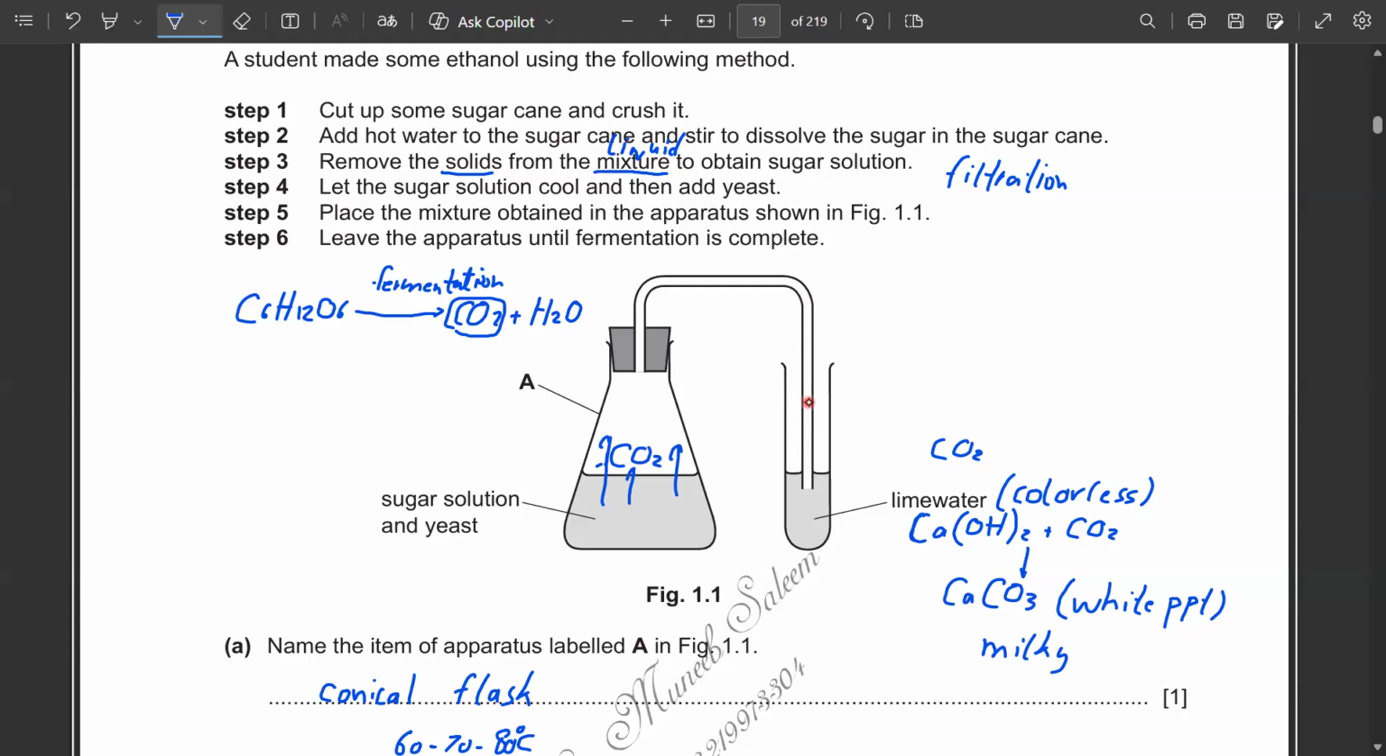So that is happening somewhere inside of this conical flask. The conical flask is producing the carbon dioxide. We can only tell that the reaction is complete if the carbon dioxide formation stops. We do not see any more bubbles coming out of the liquid. That indicates the carbon dioxide has stopped forming.